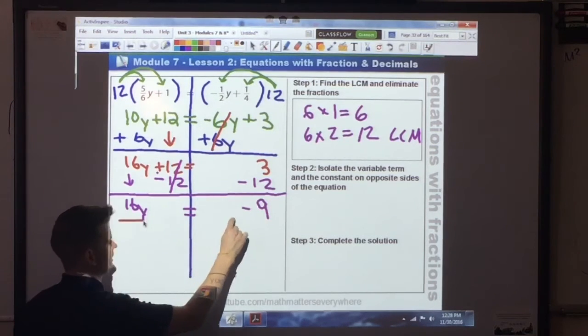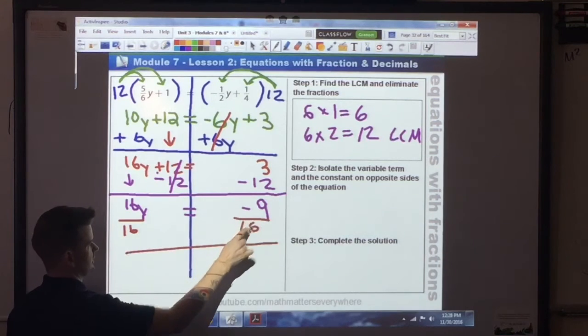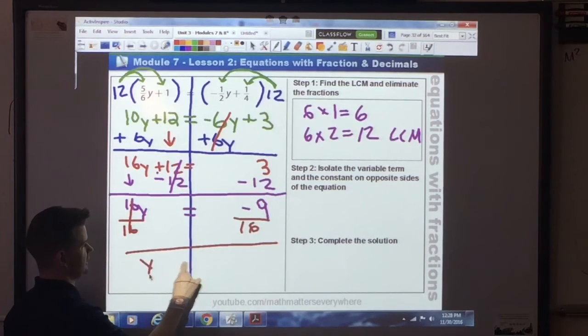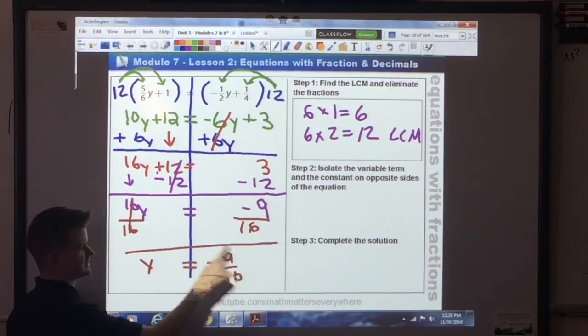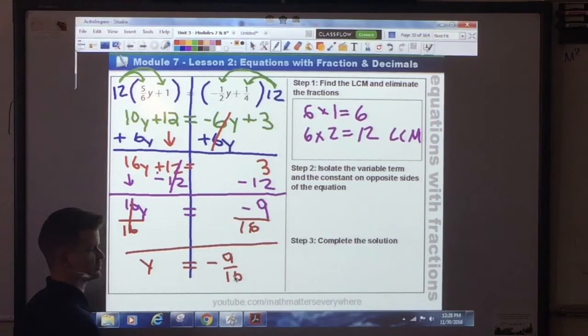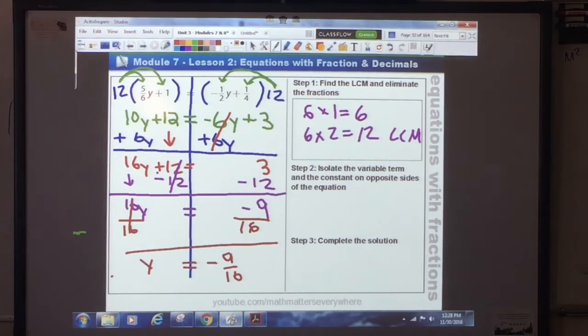So we divide both sides by the coefficient, 16 and 16. That's a 6, by the way. Those will cancel, leaving you with y is equal to negative 9/16. You cannot simplify that fraction, so we leave it alone, and that is my answer.